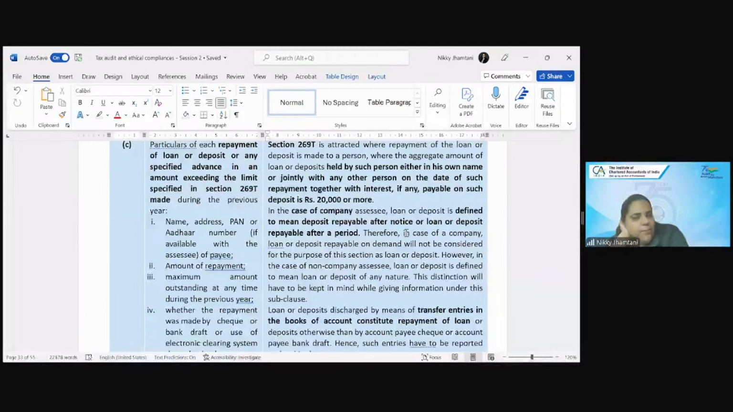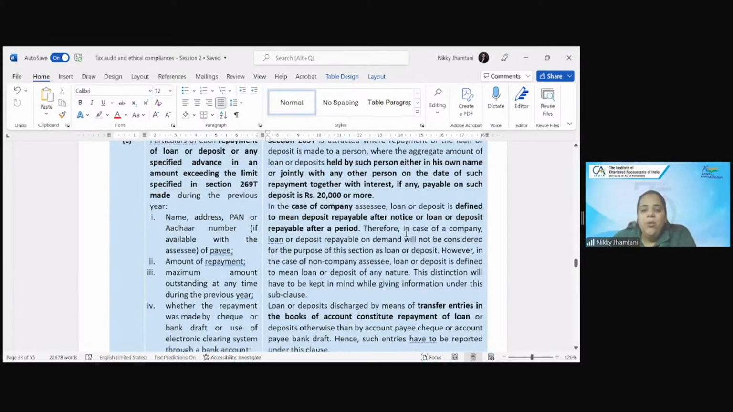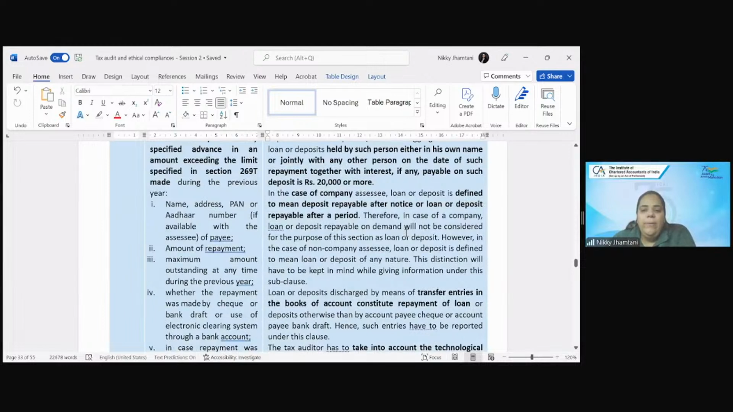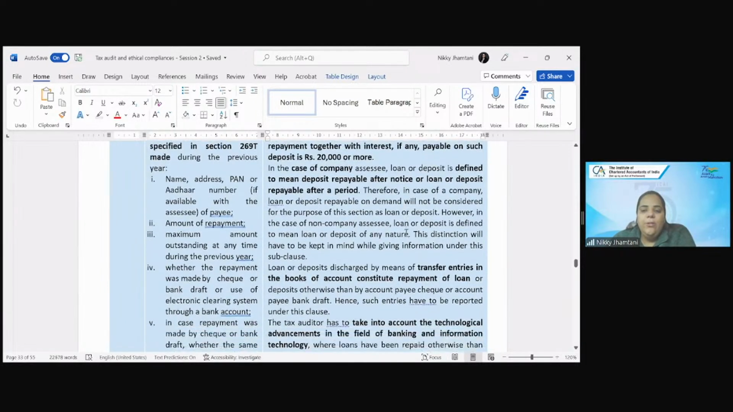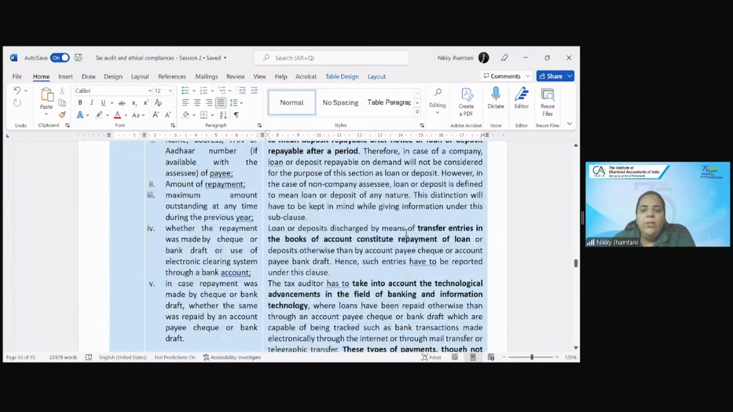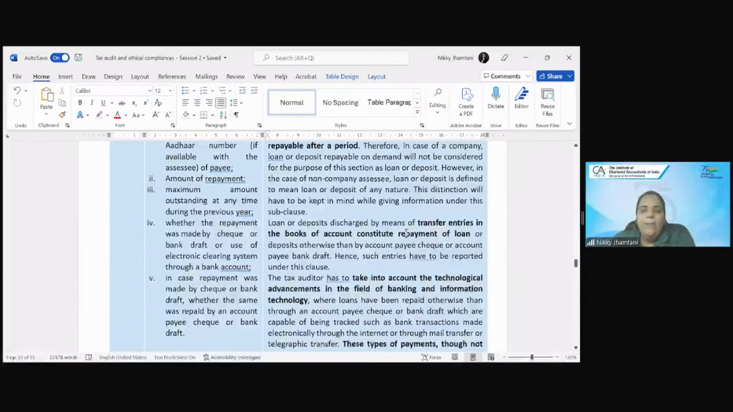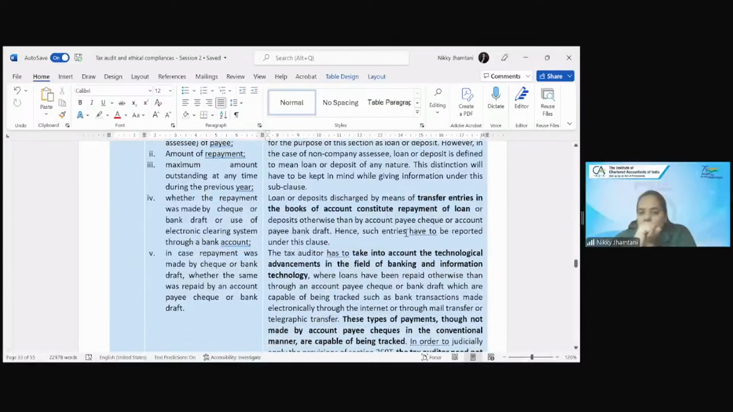In the case of a company SSC, loan or deposit is defined to mean deposit repayable after notice or loan or deposit repayable after a period. Therefore, in case of a company, loan or deposit repayable on demand will not be considered for the purpose of this section as loan or deposit. However, in the case of non-company SSCs, loan or deposit is defined to mean loan or deposit of any nature. This distinction will have to be kept in mind while giving information under this subclause.